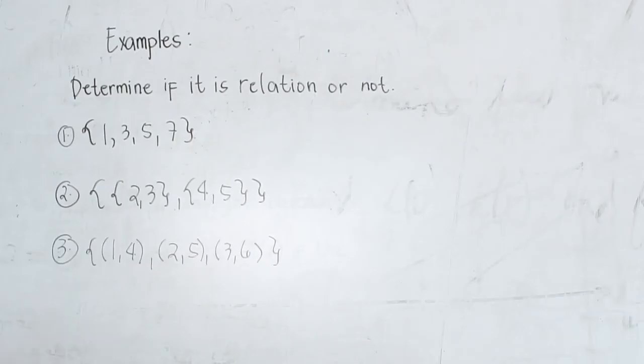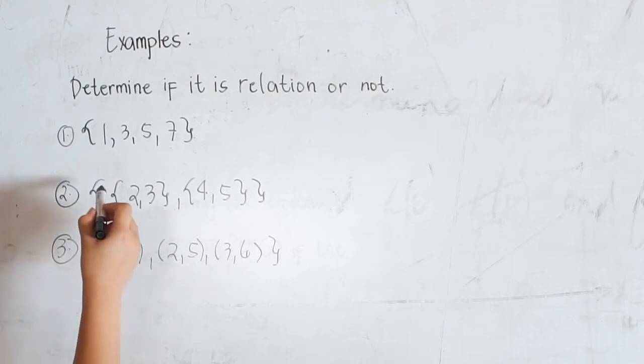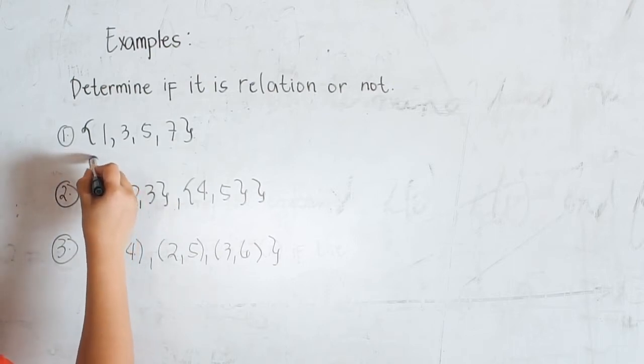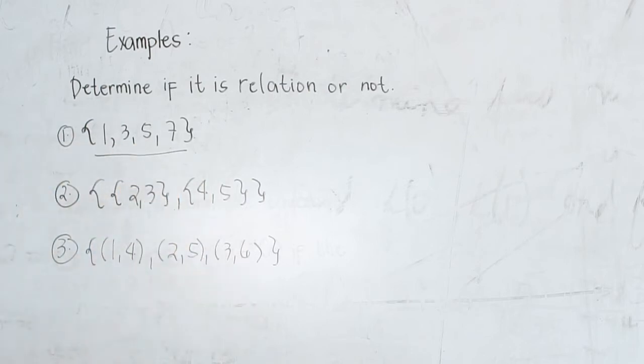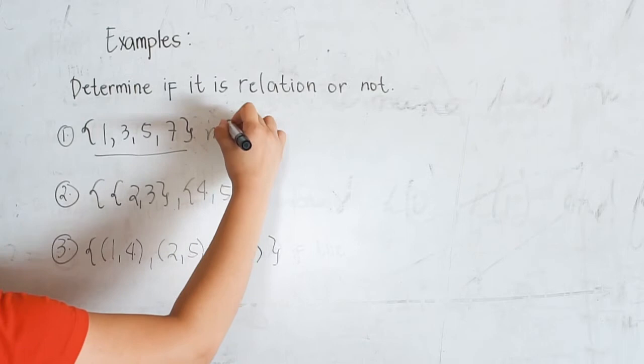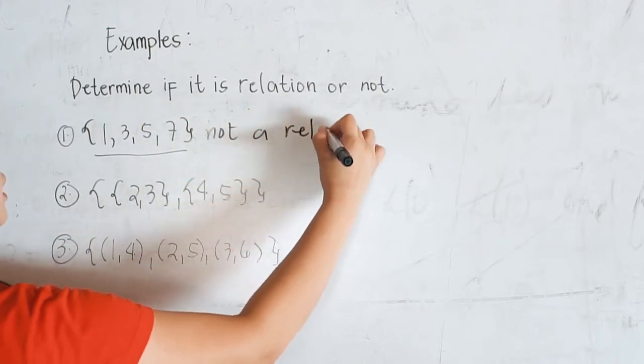Let us give an example. Determine if it is a relation or not. First example: 1, 3, 5, and 7. Is it a relation or not? The answer is, not a relation. Why? Because it is not a set of ordered pairs. It is just a set of elements. So this is not a relation.